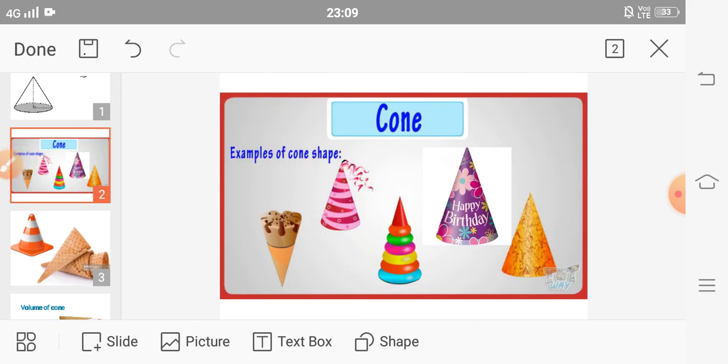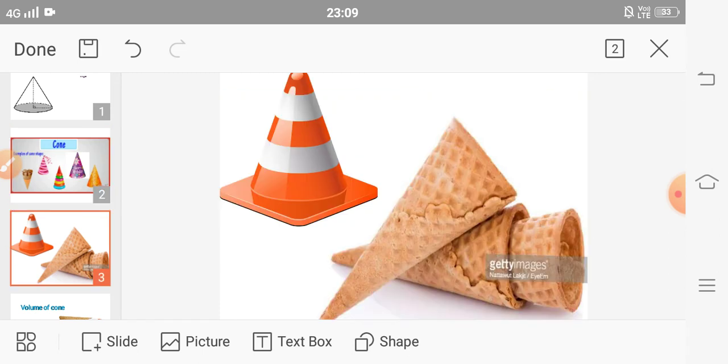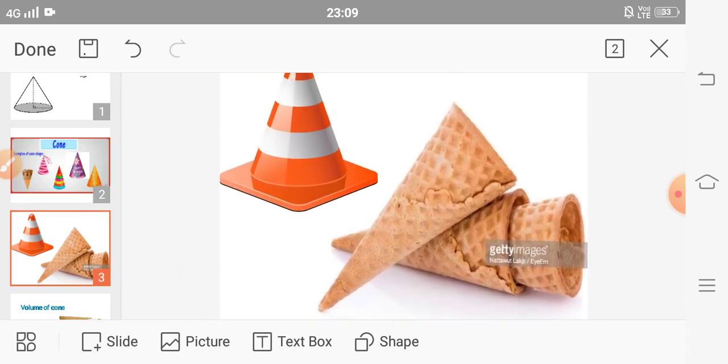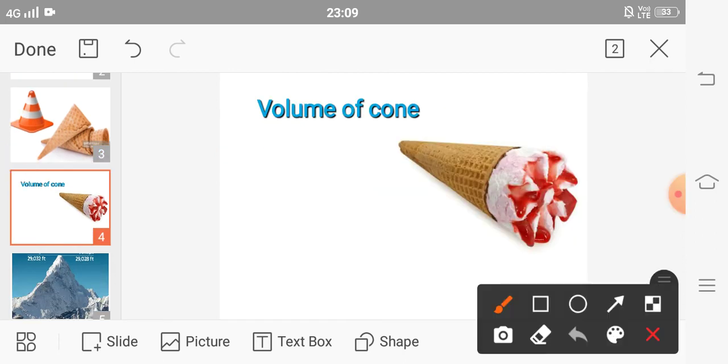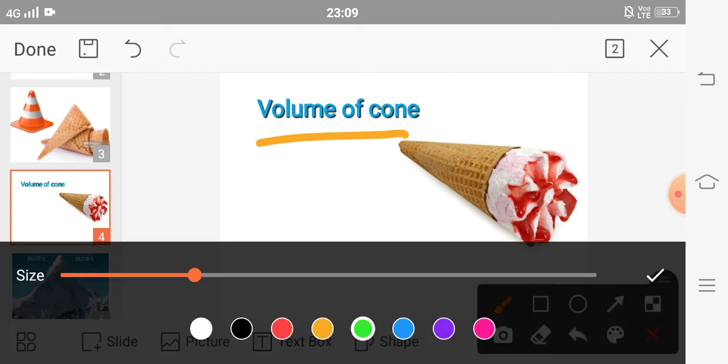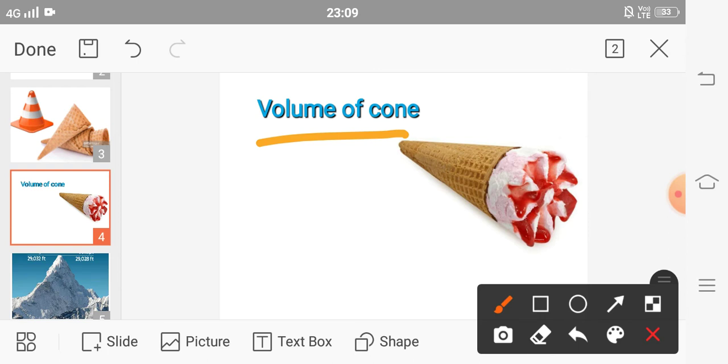These are some objects in our daily life which are in cone shape. This also we observe in daily life. Volume of cone. How much ice cream is filled in this cone? How do we measure? By using the volume formula, we measure the capacity of this cone. What is the capacity of cone? That is volume of that cone.